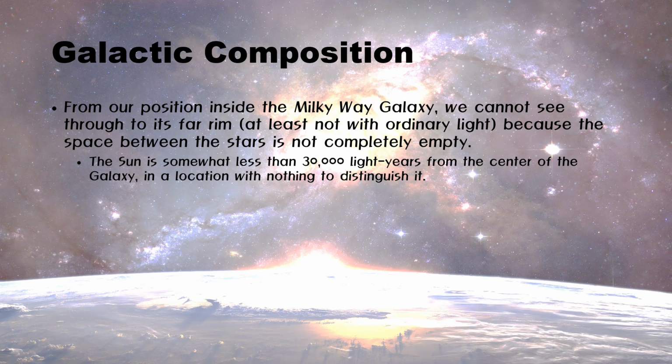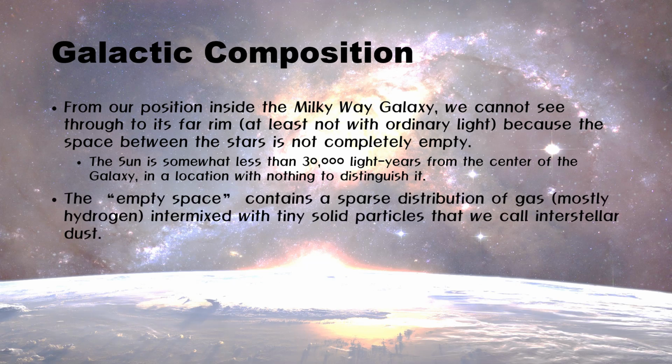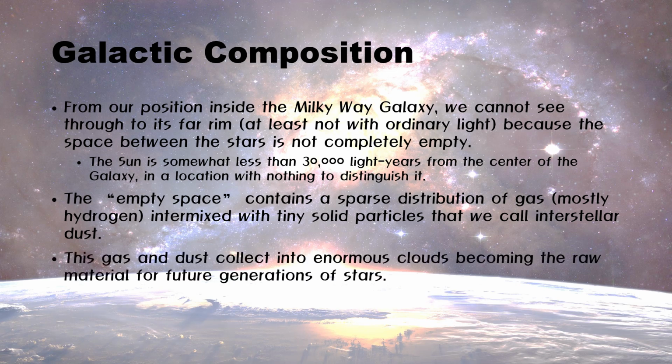Keep in mind that the sun is somewhat less than 30,000 light years from the center of the galaxy, in a location that has nothing really to distinguish it. Now, that space that fills those voids is not really empty. It actually has a sparse distribution of gas, mostly hydrogen, intermixed with tiny solid particles that we typically refer to as interstellar dust. This gas and dust will typically collect into enormous clouds, becoming the raw material used for future generations of stars.